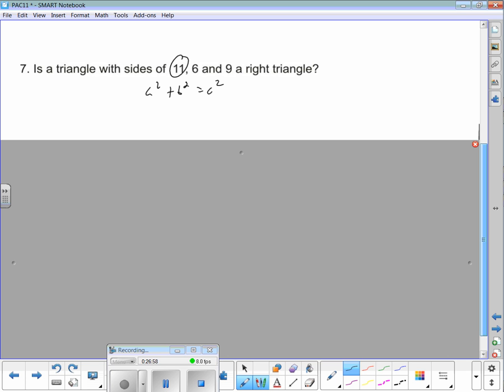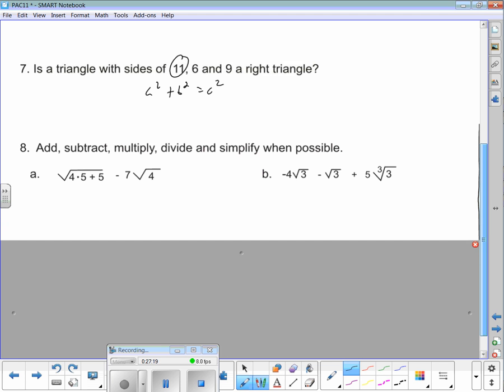All right? So again, you would play with the numbers and see if the left number equals the right number. I know we get a 121 on the right. What do we get? 36 and 81 equals 117, not 121. Close, but not quite, right? So you would say no. It was close, but we weren't quite there.